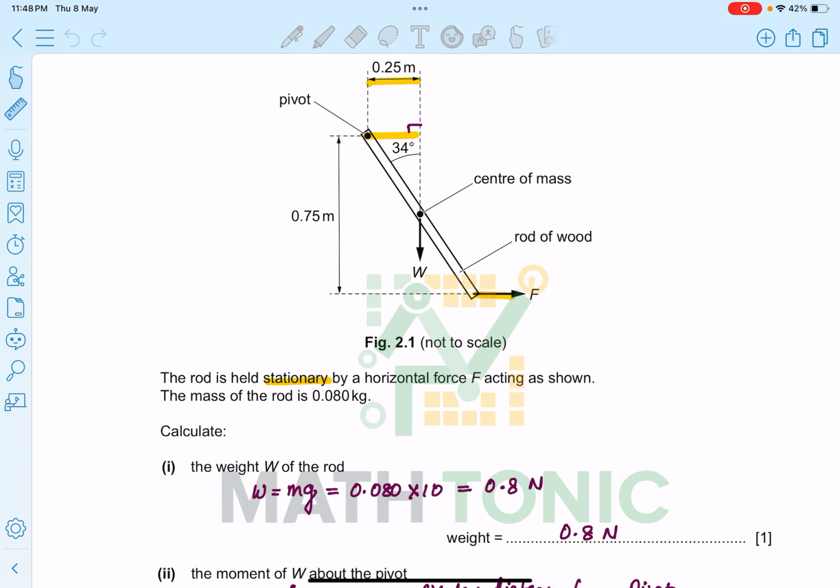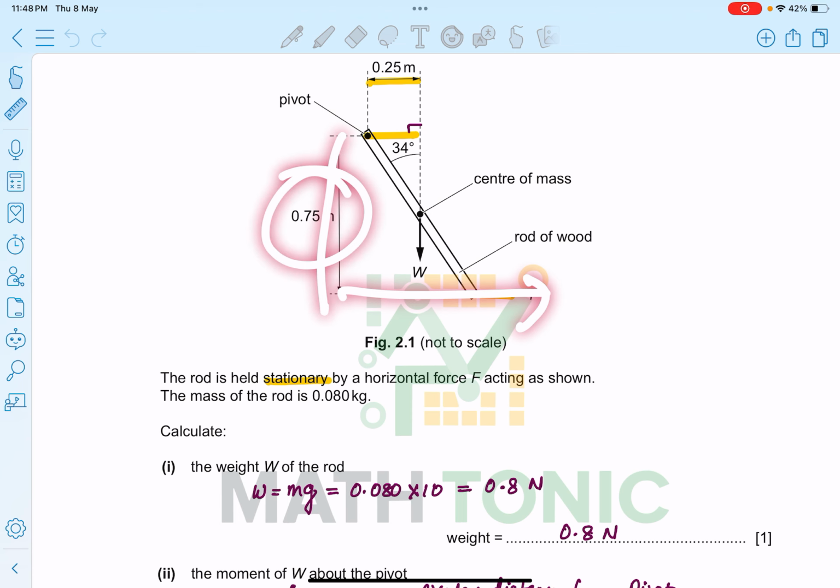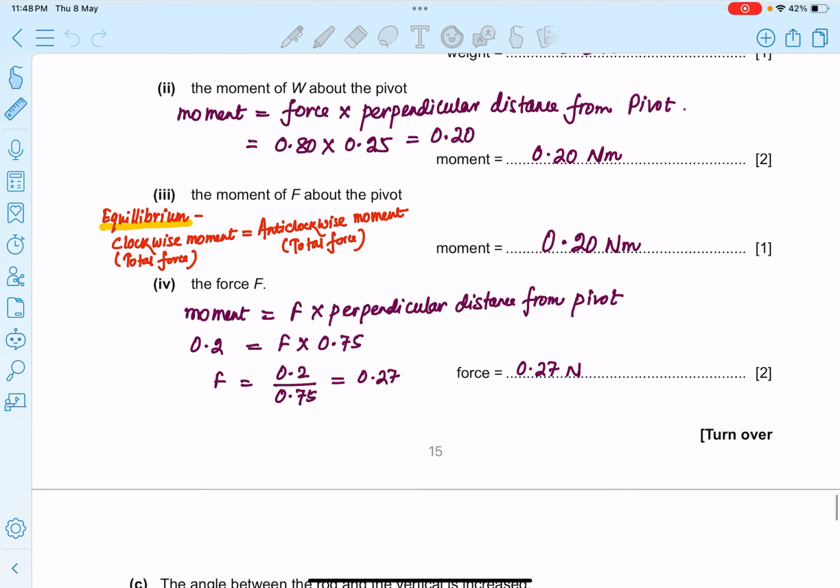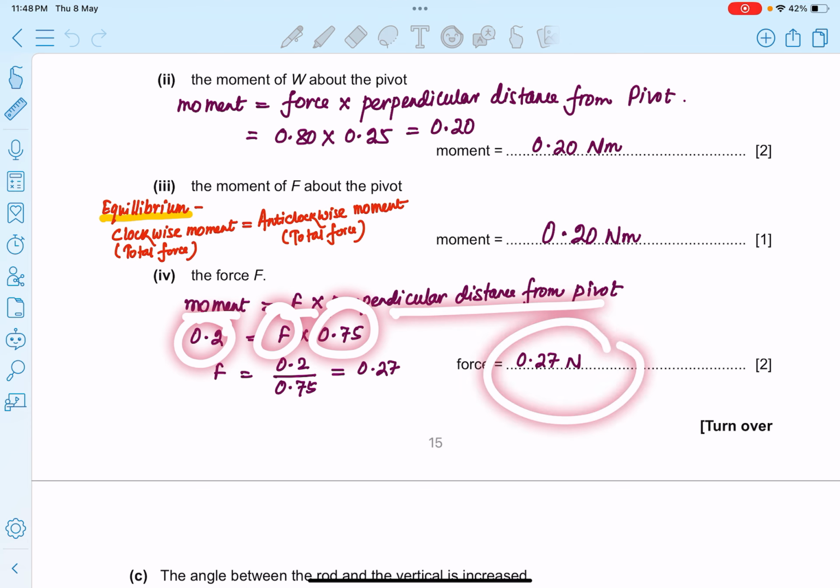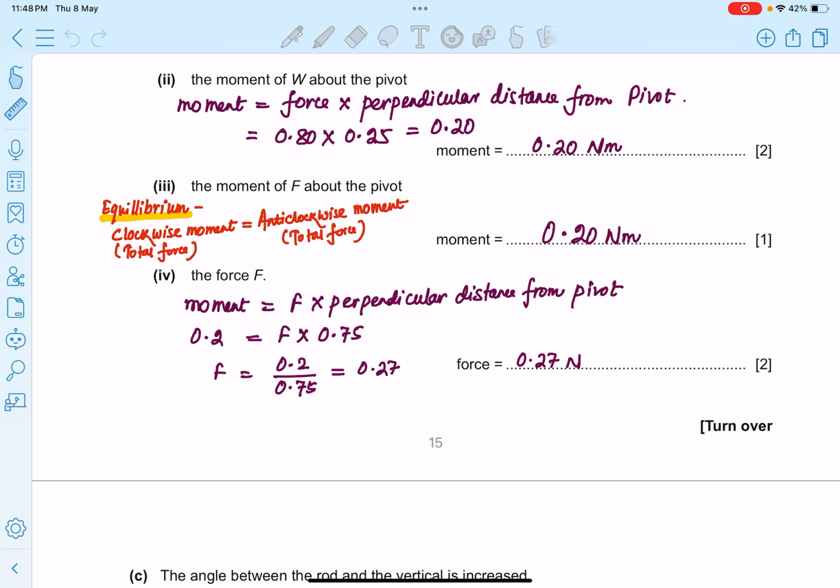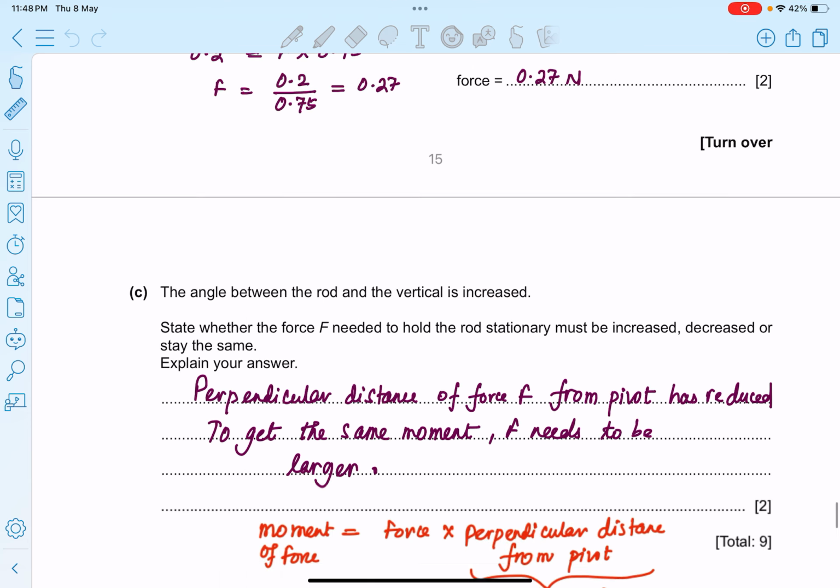Be careful. In the previous part, this was the force and this was the perpendicular distance. Got it? This time this is the force and this is the perpendicular distance from the pivot, that is 0.75 meter. So moment equals F times perpendicular distance. We have the moment 0.2, the force I need to find, and this is 0.75. Rearrange it and check this, you are getting 0.27 Newton. Did everyone get it clearly?